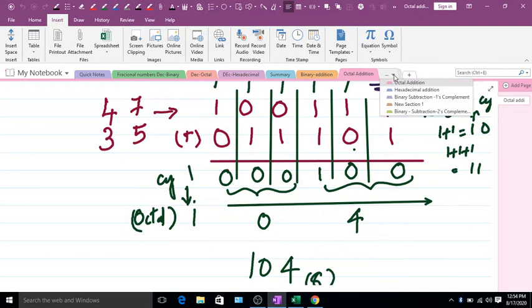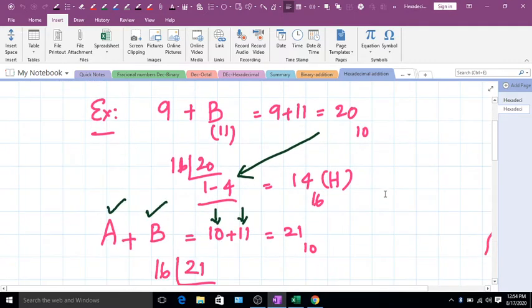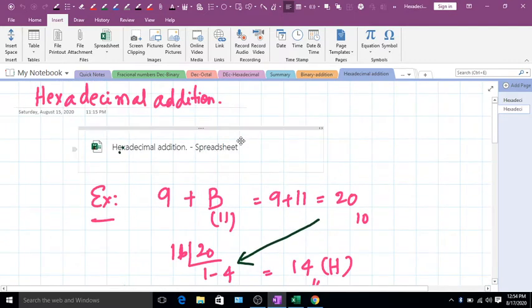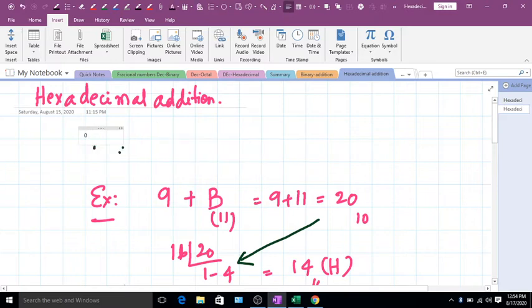Okay? Let's now move on to hexadecimal addition. Hexadecimal addition. So what we do? The numbers that are allowed are, what are the numbers that are allowed? You will be using 0, 1, 2, 3, 4, 5, 6, 7, 8, 9, A, B, C, D, E, and F. These are the numbers we will be using.